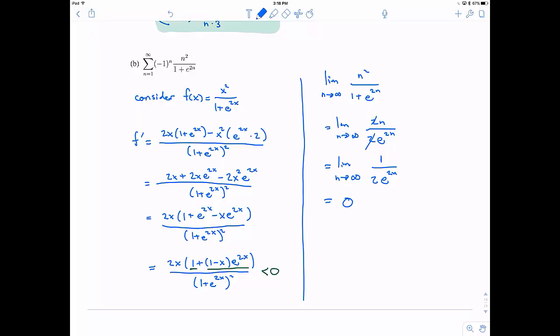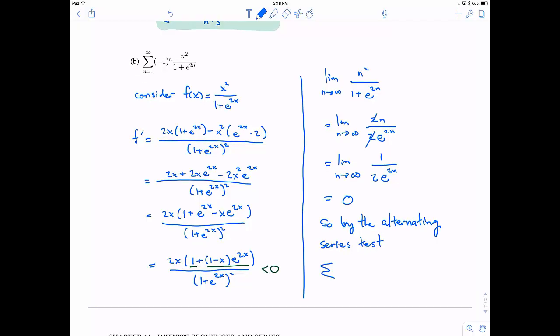Okay, so therefore, by the alternating series test, we've shown that it's decreasing, and we've shown that the limit goes to 0. So by the alternating series test, we know that our series, this (-1)^n times n squared over 1 plus e to the 2n, converges. So again, we're showing our work, we're saying what test we're using.